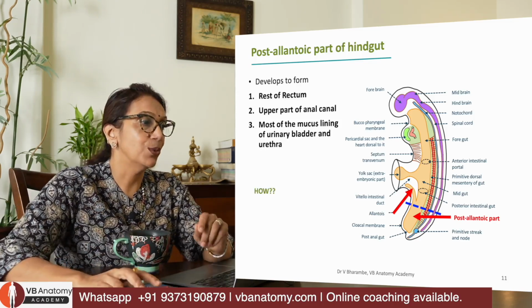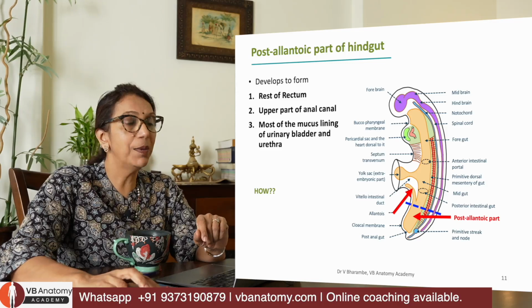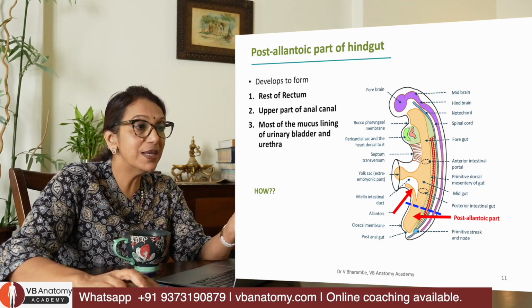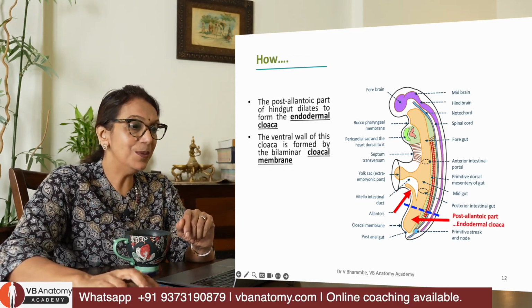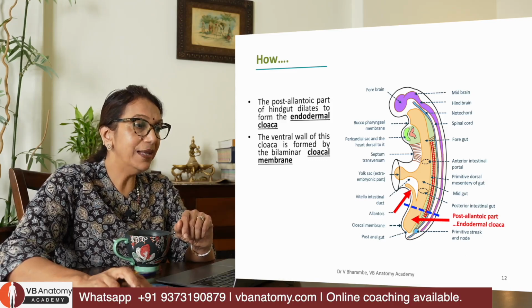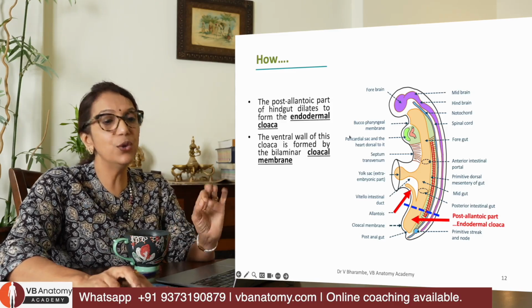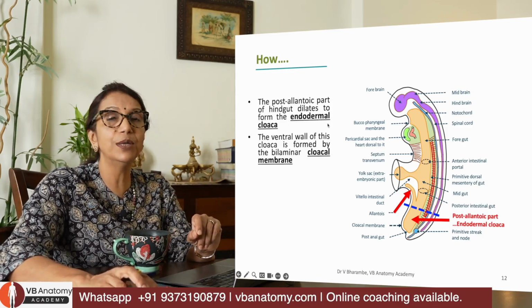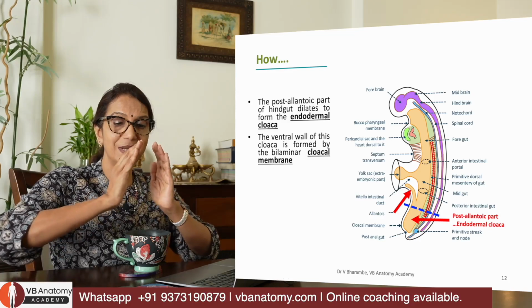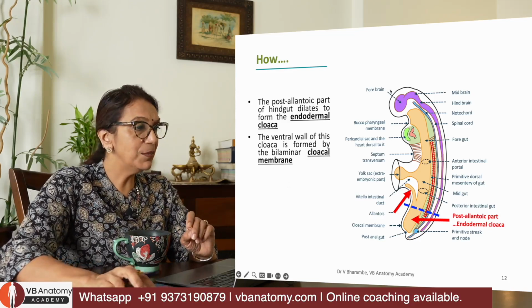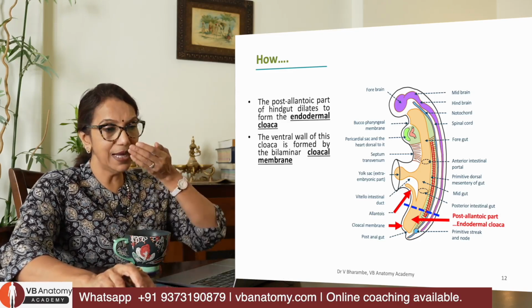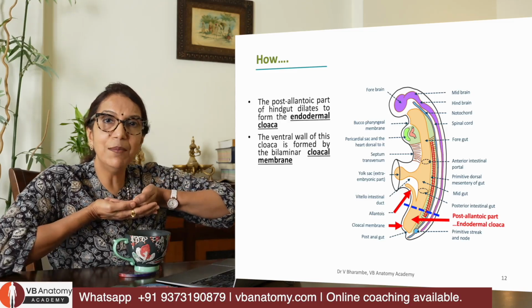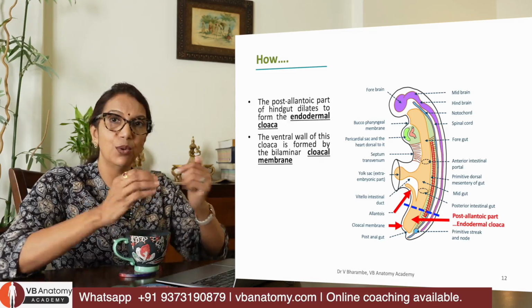Right. So how does the post-allantoic part of hindgut develop all this? Let's understand. So the post-allantoic part of hindgut slowly begins to dilate to form an endodermal cloaca. See this term, endodermal cloaca. So it was narrow, now it's bulged up. It is communicating at the outside at the cloacal membrane. So where the hindgut meets the ectoderm, there is a bilaminar layer formed which is called the cloacal membrane.